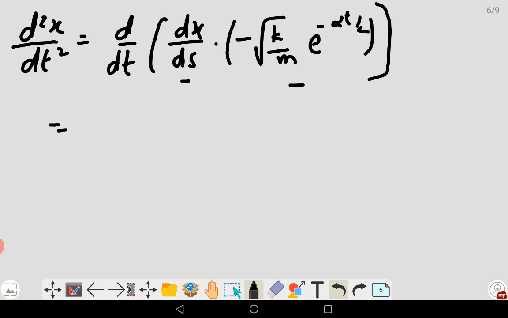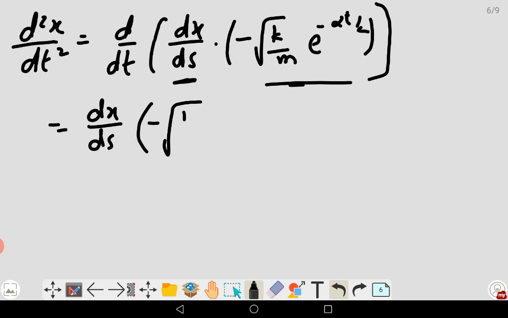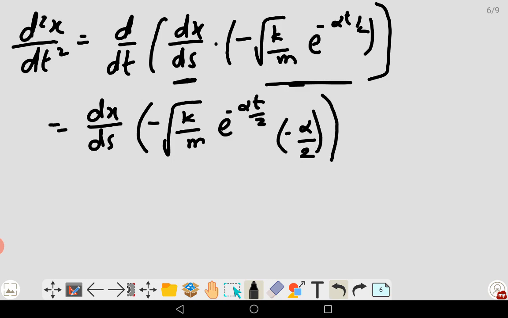So first we can keep dx by ds as it is, this one. Differentiate the second term with respect to t. Again, what do you get? Minus square root of k over m e raised to minus alpha t over 2, times minus alpha over 2, which is constant. This is the first part, plus keep this part as it is. What is this? Minus square root of k over m e power minus alpha t over 2.